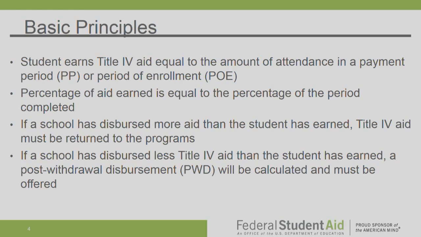In the third bullet, the school has disbursed more than what the student has earned, so the unearned portion must be returned. And in the final bullet, the student has earned more than what has been disbursed, therefore a post-withdrawal disbursement is required to be offered consistent with the requirements of 34 CFR 668.22(a).